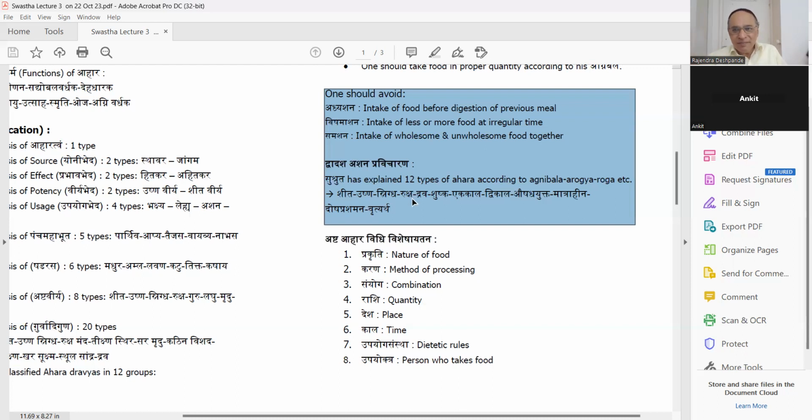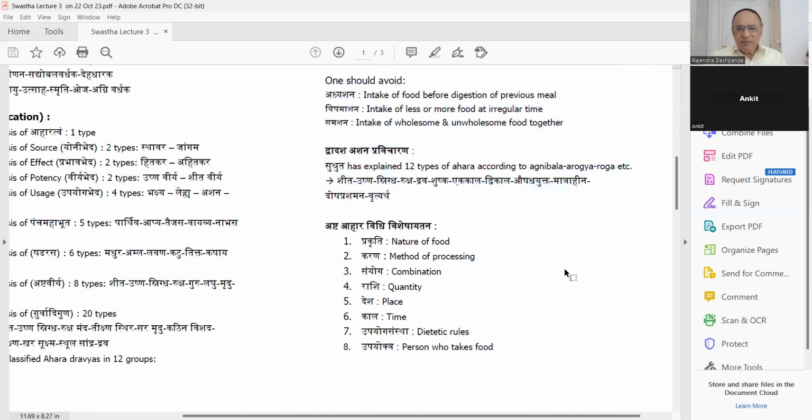Ruksha, drava. Ek kal, dvi kal, aushadha yukta, matra hina, dosha prashamana. And vrityartham, according to psychological effect. So these are the 12 points of Sushruta. Remember, 12 points of Sushruta, Dvadasha Ashana Pravicharana. Maybe for SAQ or LAQ it may be asked.